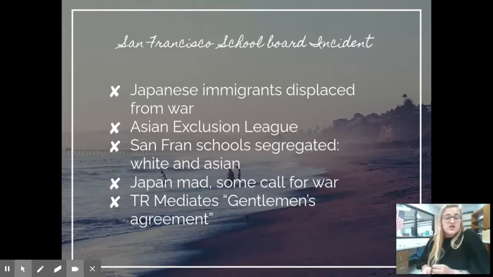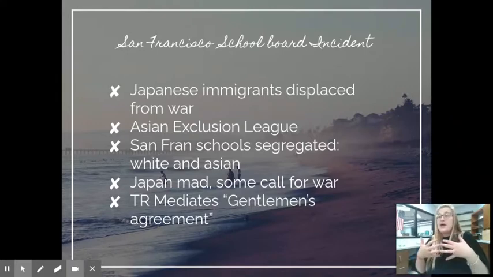And a bunch of people are against this. There's even the Asian Exclusion League, a bunch of nativists. Remember, Chinese Exclusion Act has already been passed and no Chinese are allowed to immigrate, but now there's all these Japanese people immigrating. And San Francisco school officials rule that Asian children should be segregated and attend a special school. And the school system is just horrible for these Asian children.